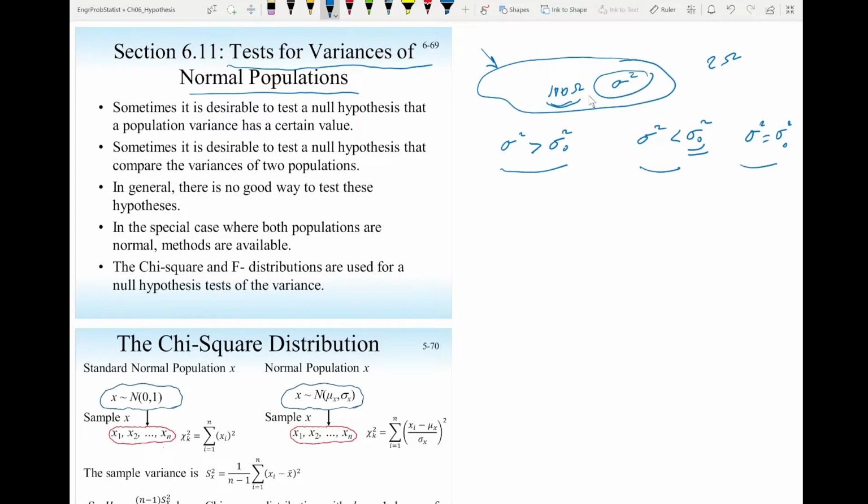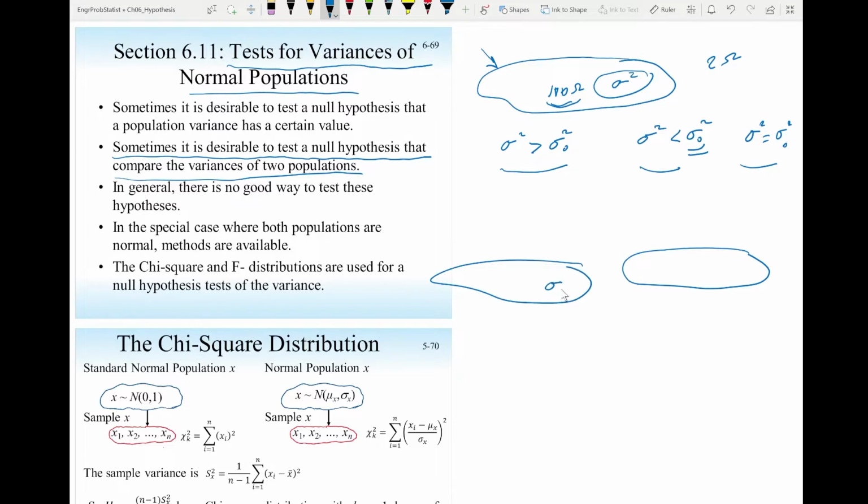Now the second topic is to test a null hypothesis that compares the variance of two populations. So now we have two populations, and I want to compare the variance of this population with the variance of this population. There are three possible null hypothesis tests. The first one is I want to test if the variance of the first population is larger than the variance of the second population, or less than the second population, or maybe they are equal. So these are the two topics.